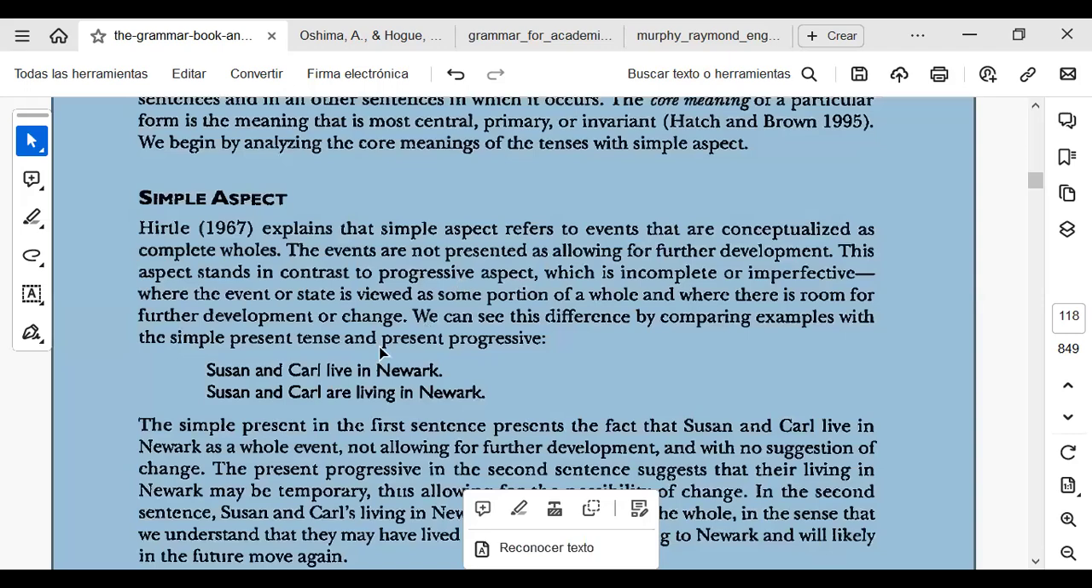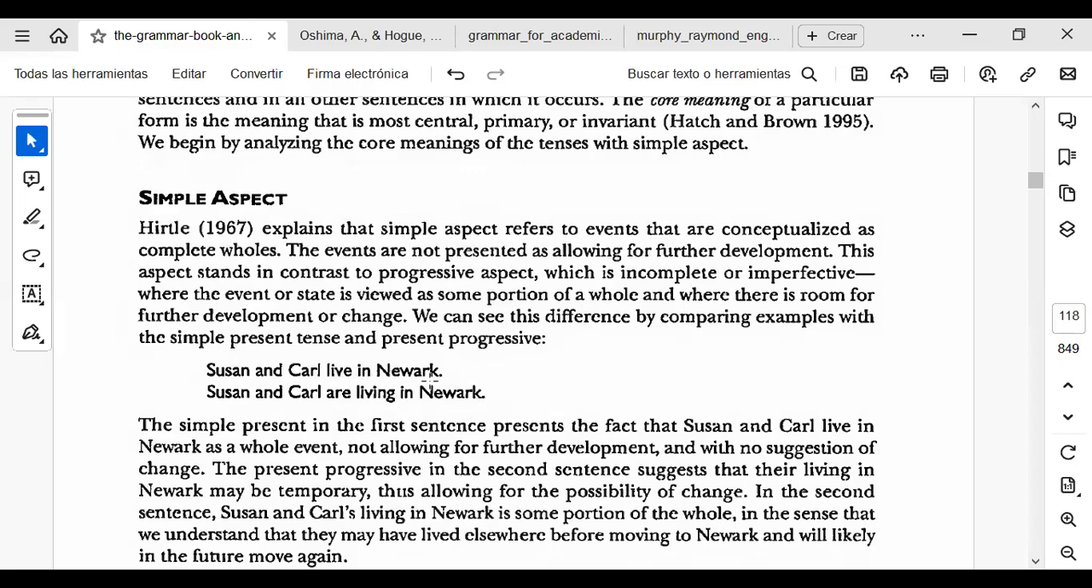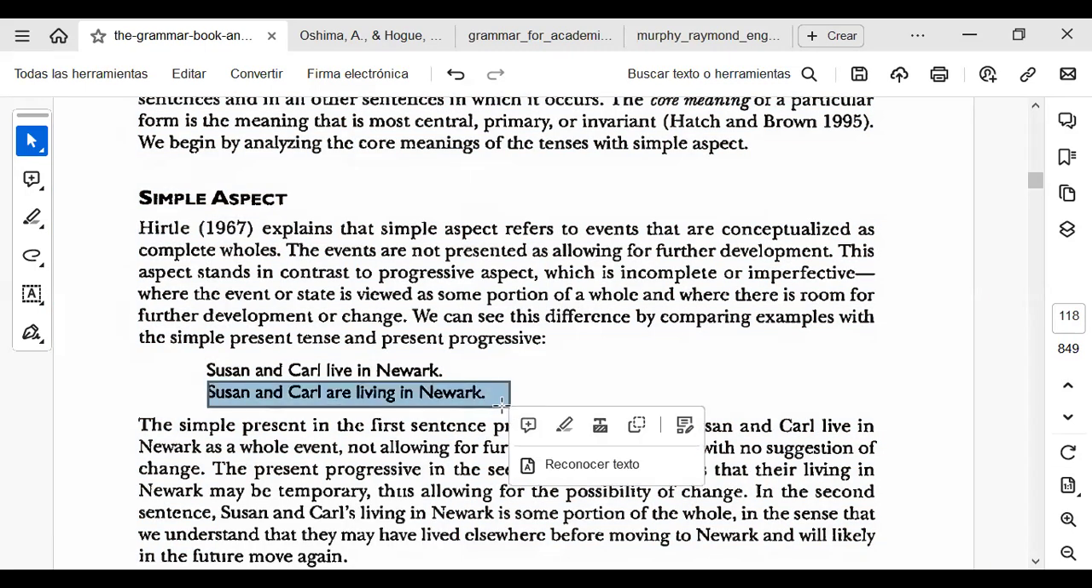For example, Susan and Carl live in Newark. The simple present in the first sentence presents the fact that Susan and Carl live in Newark as a whole event, not allowing for further developments, and with no suggestion of change. But in the second one, for example, Susan and Carl are living in Newark.